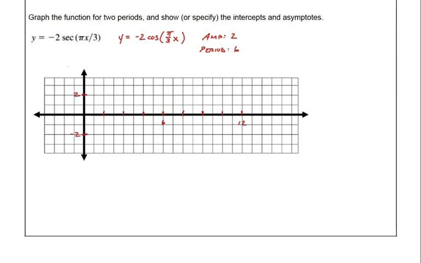Similarly, even though my amplitude is 2, I'm not going to make 2 at the top and bottom of my y-axis because I still want to have room to draw my secant graph. And then I'm going to sketch my cosine graph. So negative 2 cosine of pi over 3x will be this red dotted function here. So I'm going to draw that cosine function in. And then if I want to draw my accompanying secant function, wherever this cosine graph touches the x-axis, I'm going to put a vertical asymptote. So I'm going to draw my vertical asymptotes in.